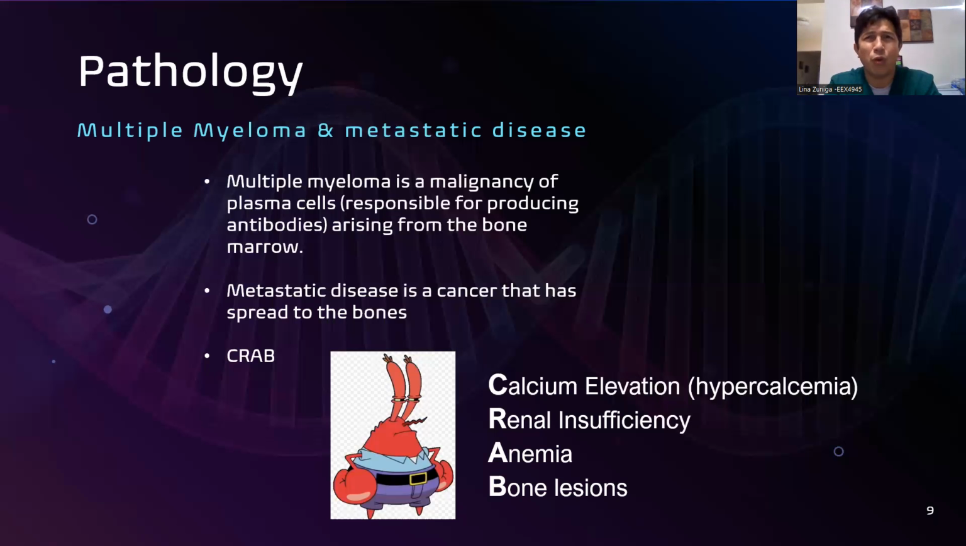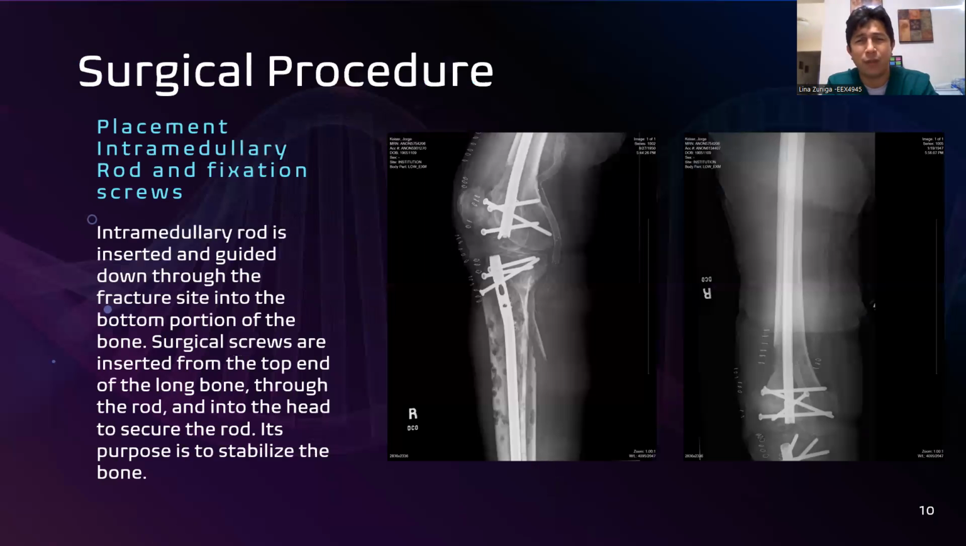Now, in order to address the fracture sustained and help the patient, the patient underwent a surgical procedure called placement of an intramedullary rod and fixation screw, which is an intramedullary rod that is inserted and guided down through the fracture site into the bottom portion of the bone. Then they place surgical screws on the top end of the long bone, and they go through the rod that they inserted and then go to the other side in the head and secure it on the ends to stabilize the bone.